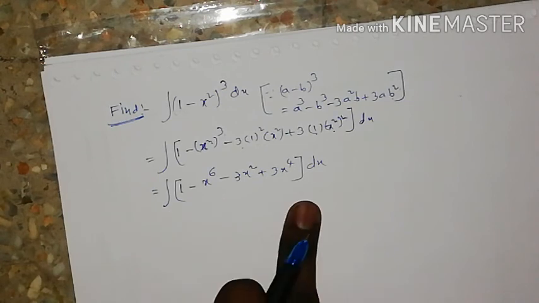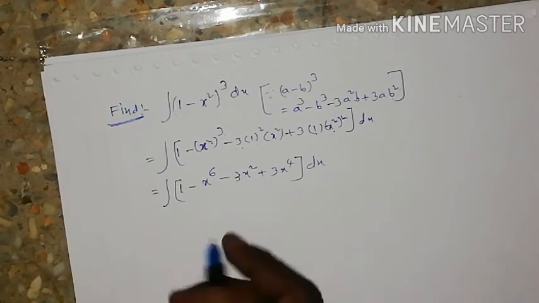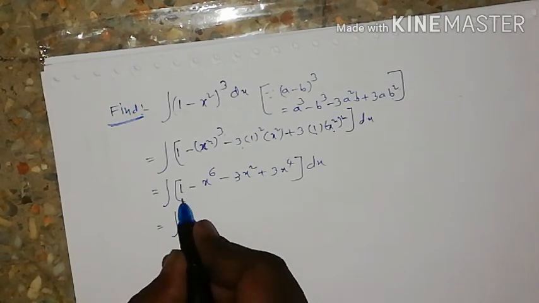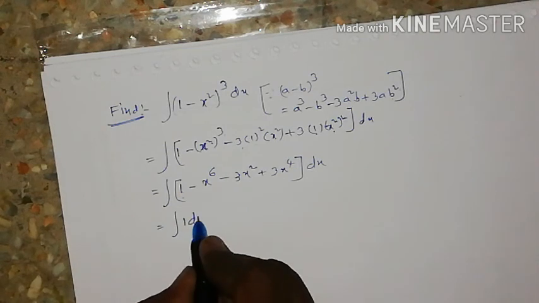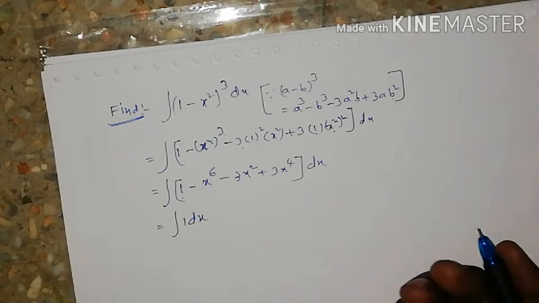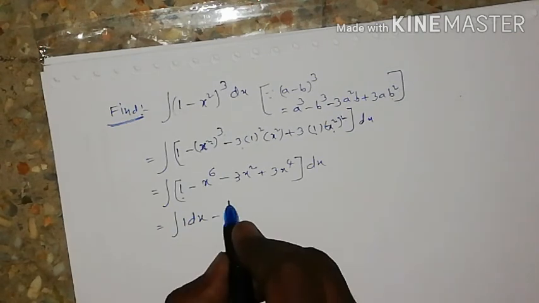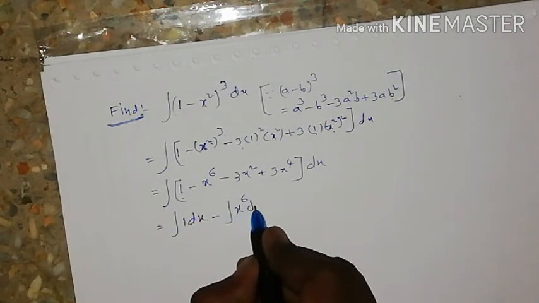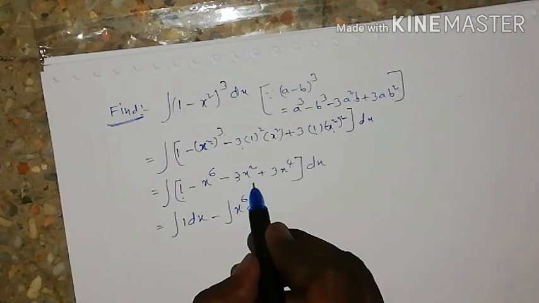Here you can separate them. Right? Now write separately with integration. Now what is the first term? Integration of 1 dx. After simplification only you have to apply the formula. Right? So I am separating the terms. Minus integration of x power 6 dx. Here how can you write?